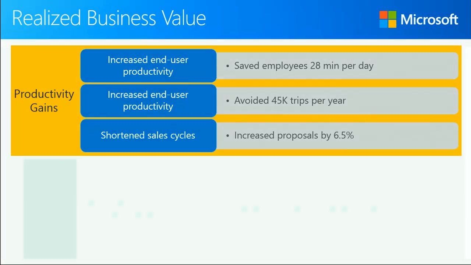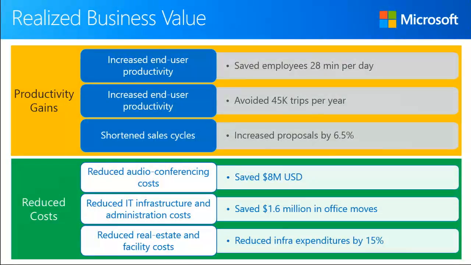But the big one is really, what are the hard costs you saved? So I'm going to tell you a story here, and then you're going to see a graph in a second. The big return on investment for us was audio conferencing. Our audio conferencing was about $15 million a year. In our first year, we saved $8 million conservatively.